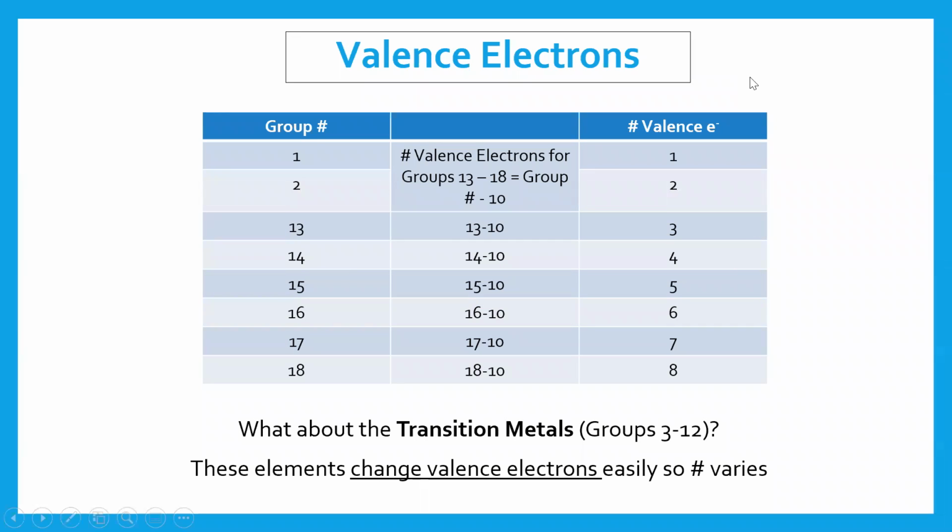So once again, valence electrons are the electrons found in the outermost orbital or shell of an element. And determining how many they have, you can use this chart, and that will determine the type of bonding that can happen.